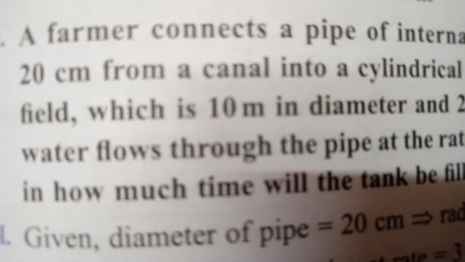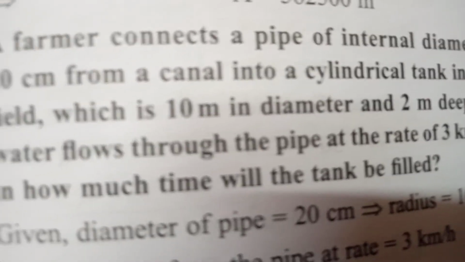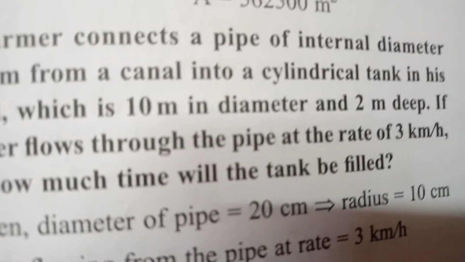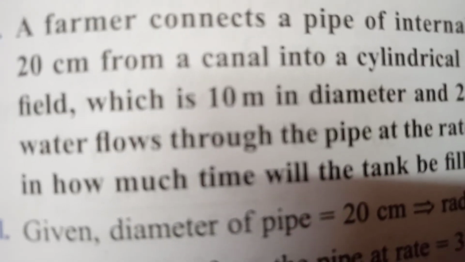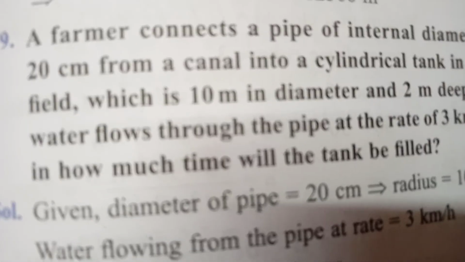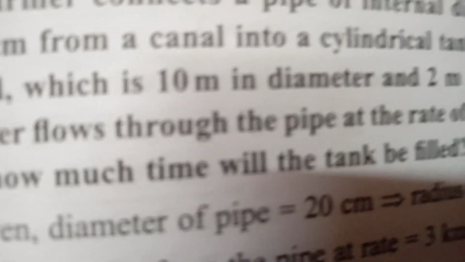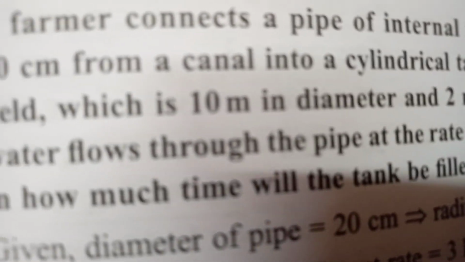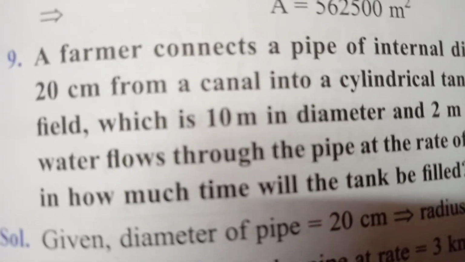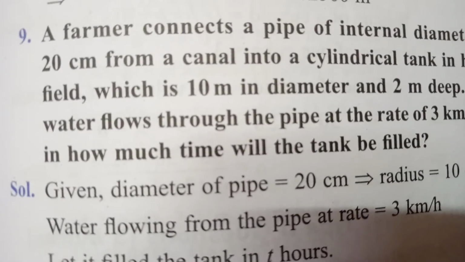Now question number 9. A farmer connects a pipe of internal diameter 20 centimeter from a canal into a cylindrical tank in his field which is 10 meters in diameter and 2 meters deep. Water flows through the pipe at the rate of 3 km per hour. In how much time will the tank be filled? What is the time taken to fill the tank?